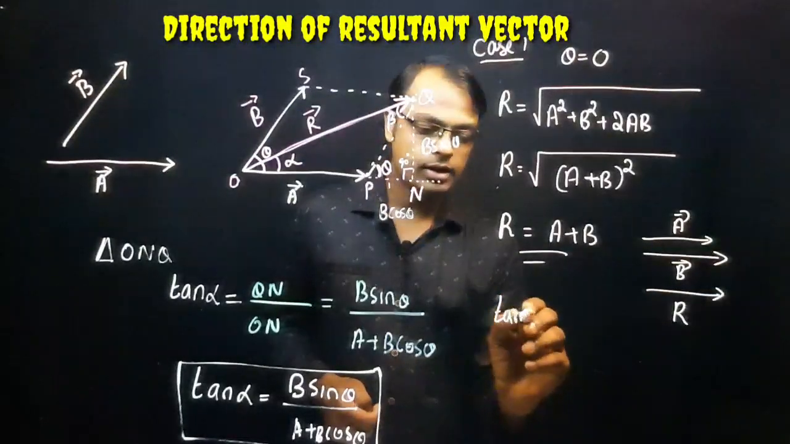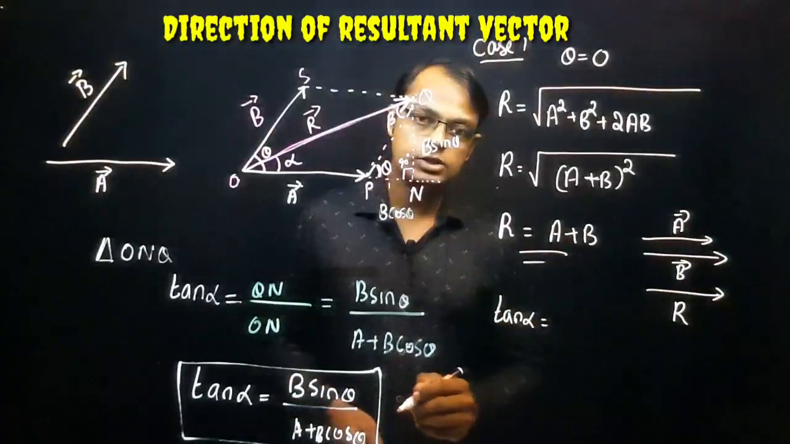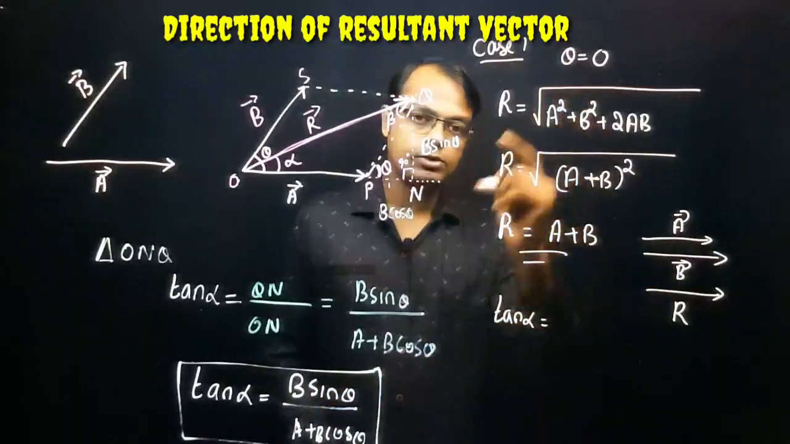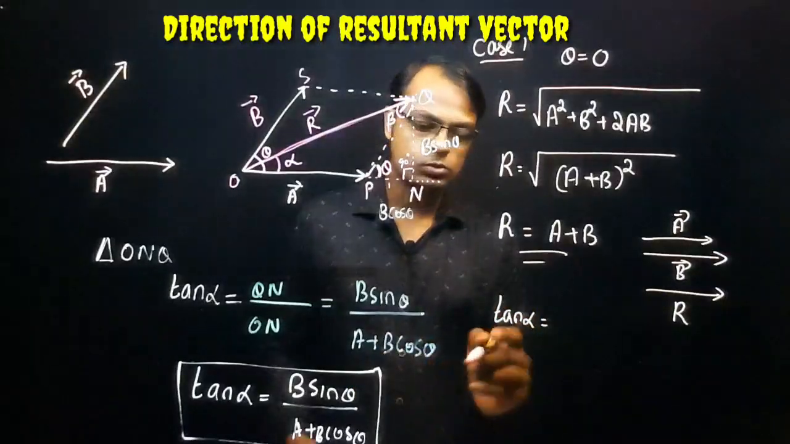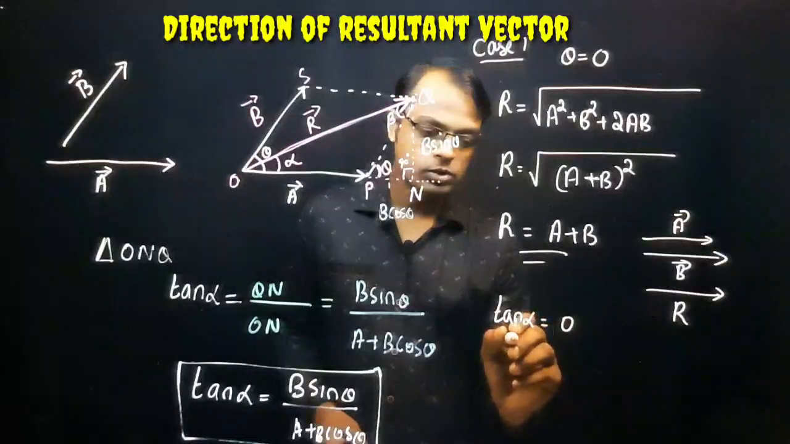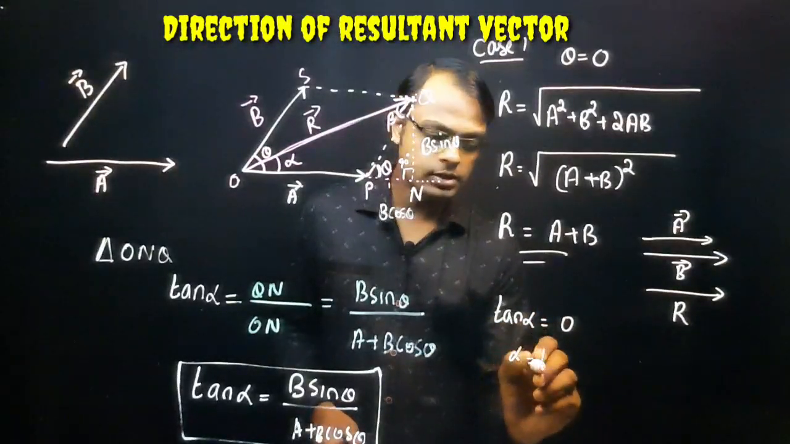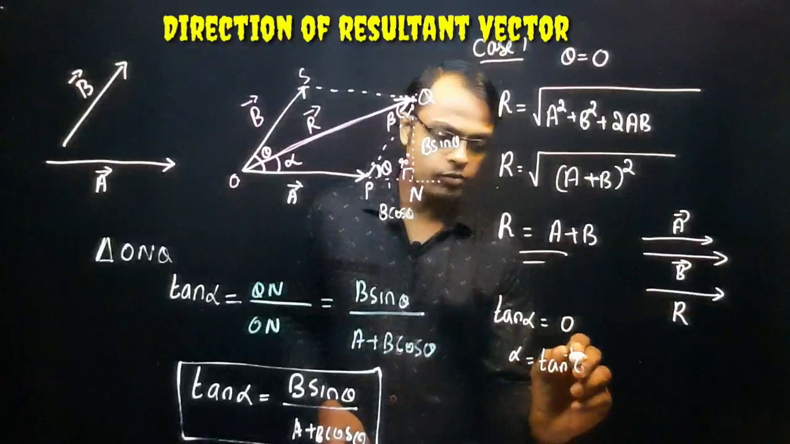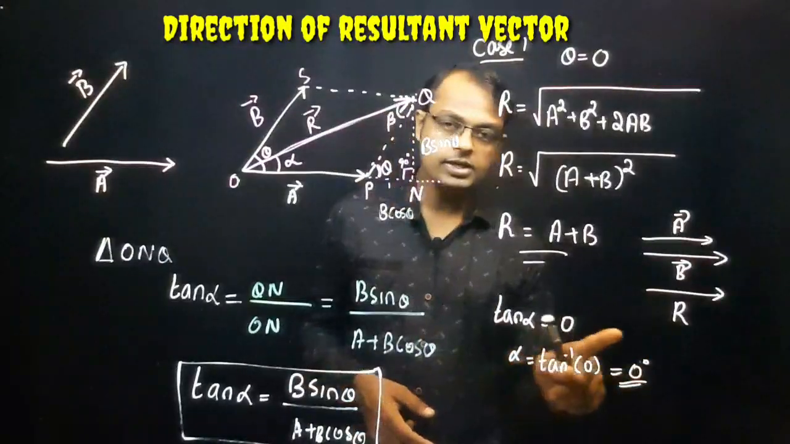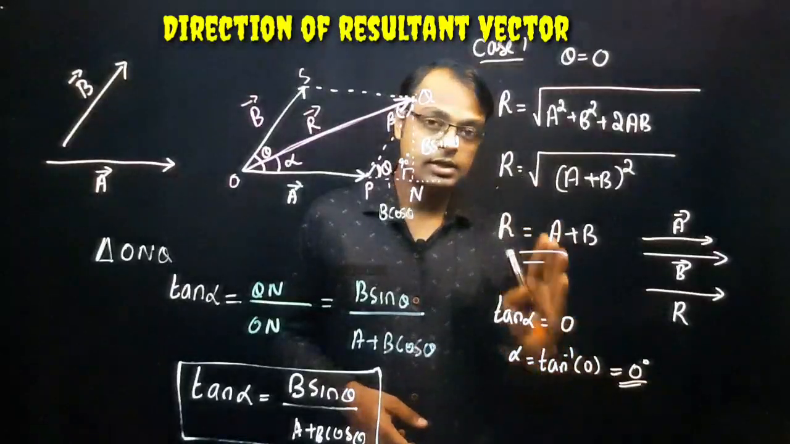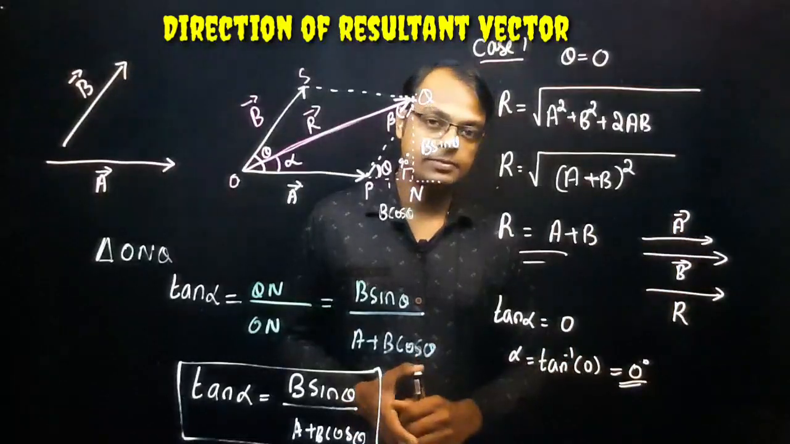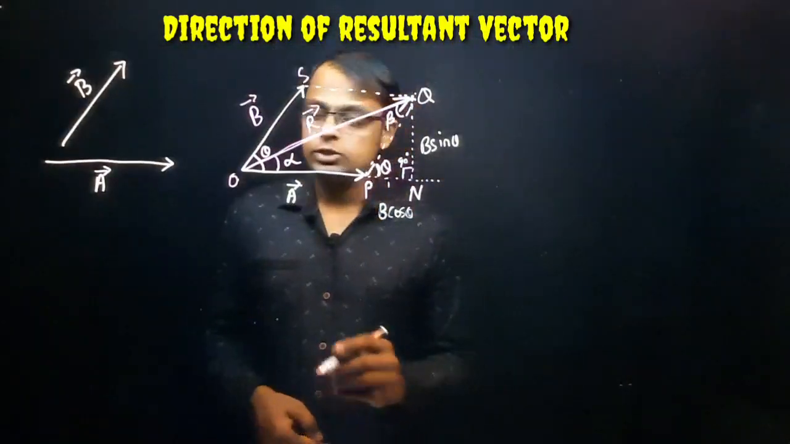If so, what is the angle formula we have already discussed? Tan alpha is equal to B sin theta over A plus B cos theta. Here theta is equal to 0, so B sin 0 is 0. So the whole term becomes 0, so tan alpha is equal to 0. So alpha is equal to tan inverse of 0, which is 0 degrees. So alpha is equal to 0 degrees means the resultant vector will be acting in the same direction as the given two vectors. Clear?